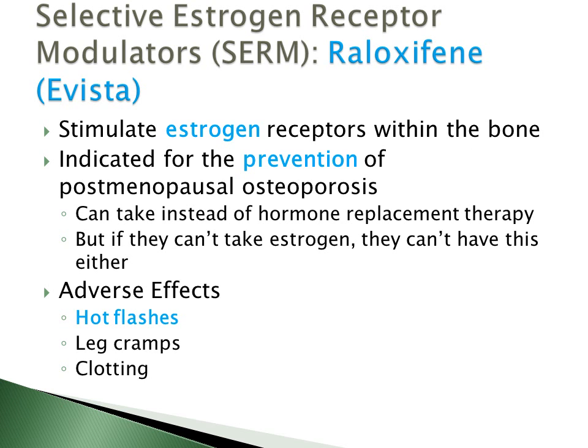The next group we're going to talk about are the selective estrogen receptor modulators, which is abbreviated SERM. And the one you need to know from here is Evista. Evista works similar to natural endogenous estrogen, and all it's doing is stimulating the estrogen receptors, but it's specific to the estrogen receptors within the bone. So therefore it's a little bit safer.